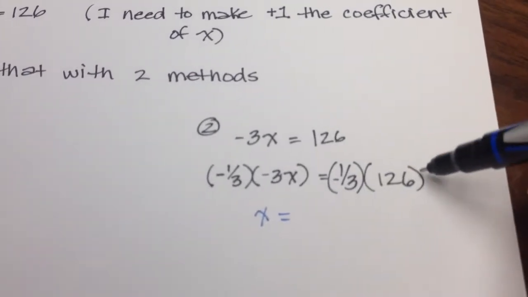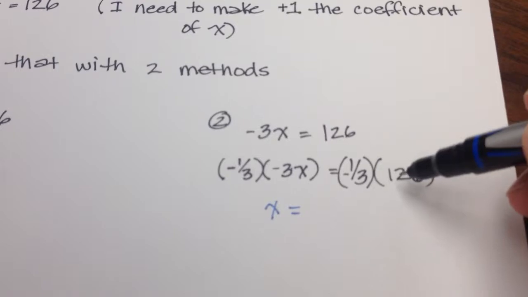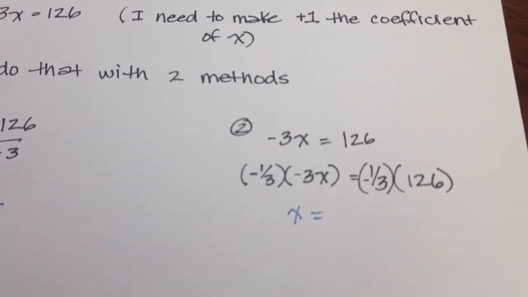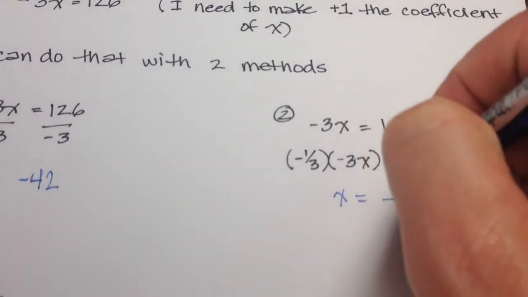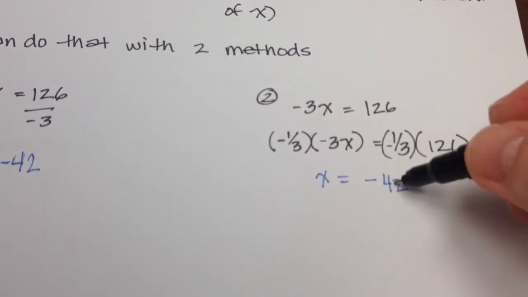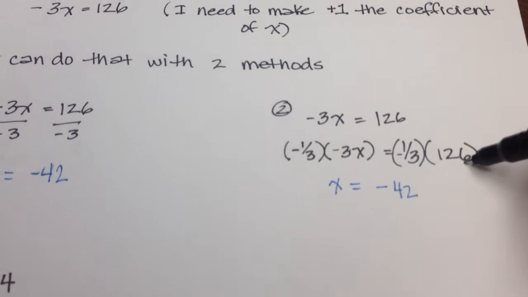Same thing. I'm just dividing 126 by negative 1/3, which is going to give you the same answer. 3 goes into 1. Okay, negative 42. Because negative times negative will give me a positive.